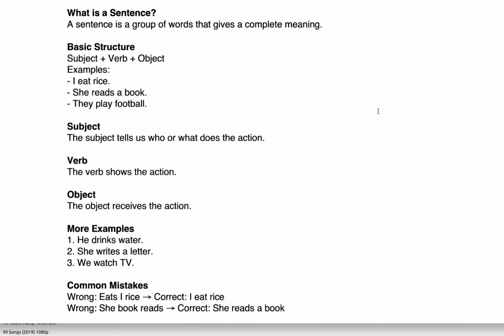Today we will learn how to build correct sentences easily.